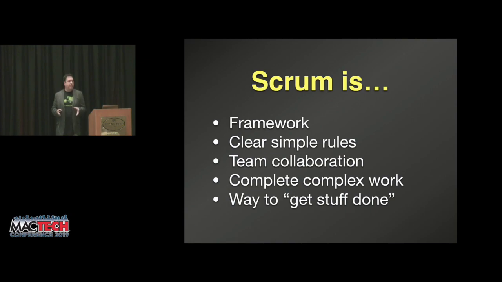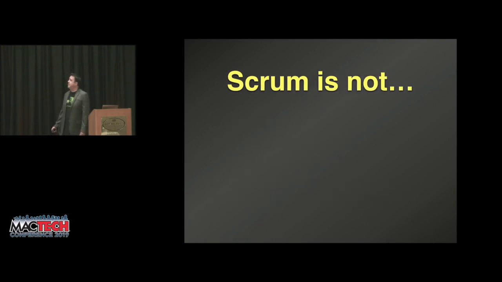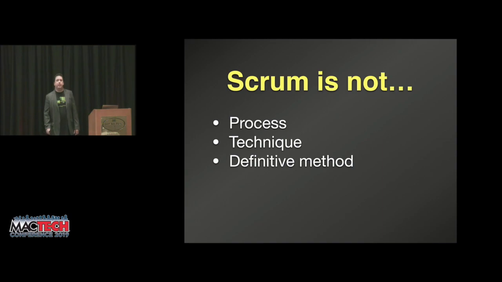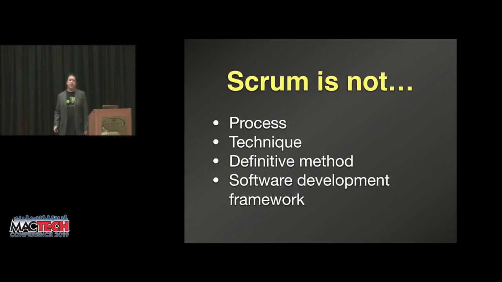And that's a good analogy because basically companies are using Scrum because it's a well-established method for getting a group of people together to put their head down and to get stuff done, aka moving the ball down the field. Scrum is not a process or a technique or a definitive method. And contrary to popular belief, Scrum is not a software development framework. Scrum can be used to develop software, and it's what a lot of people think of when they hear the word Scrum, but it's not an agile software development framework. Scrum can equally be used to get any type of complex work done.